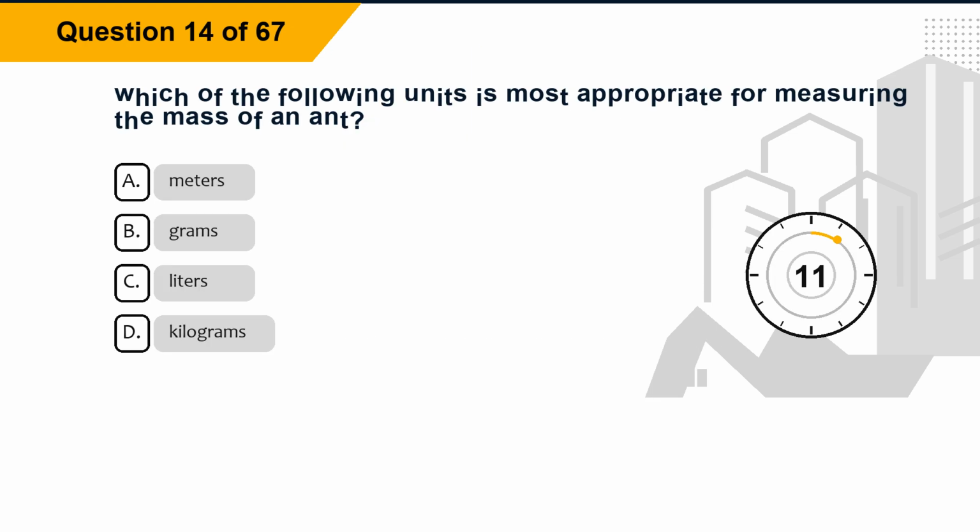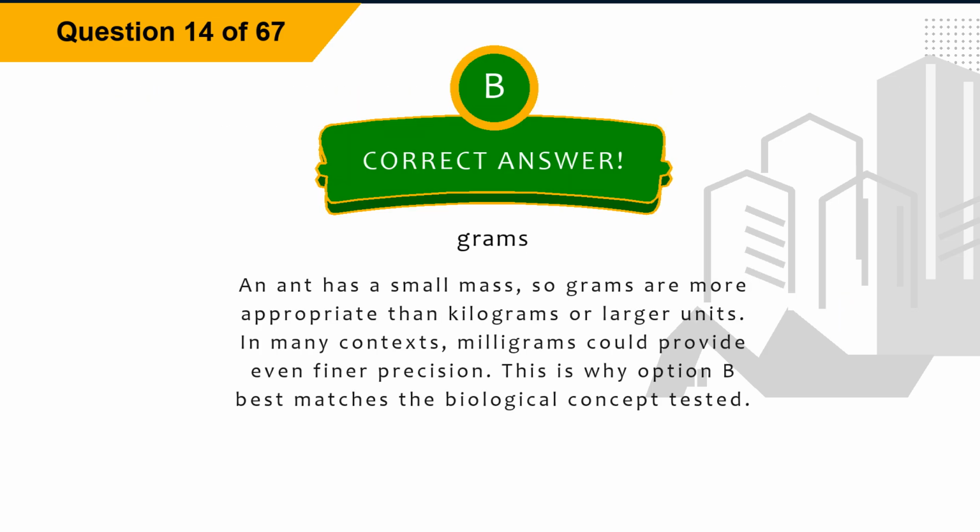Question 14. Which of the following units is most appropriate for measuring the mass of an ant? Option A, meters. Option B, grams. Option C, liters. Option D, kilograms. The correct answer is option B, grams. Explanation: an ant has a small mass, so grams are more appropriate than kilograms or larger units. In many contexts, milligrams could provide even finer precision. This is why option B best matches the biological concept tested.